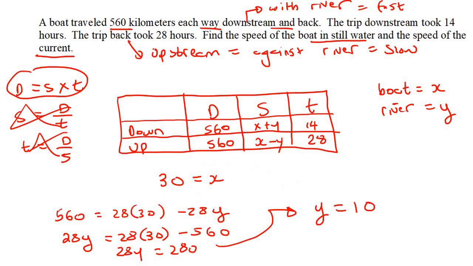Now we must make sure we answer their question. It says find the speed of the boat. Okay, so the boat, which was x, would be 30 kilometers per hour. Why not miles per hour? Well, we're using kilometers and hours. And then the river, that's y, will be 10 kilometers per hour.